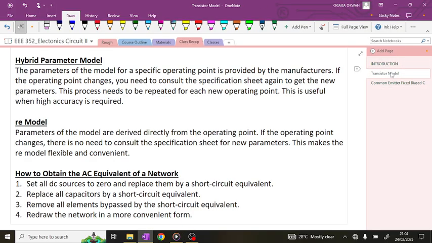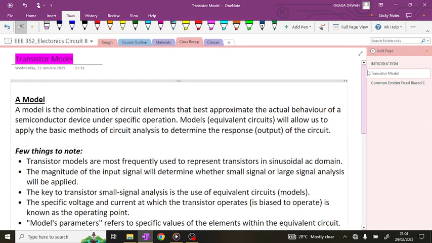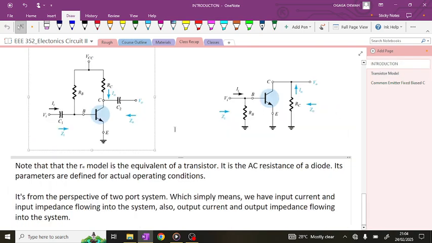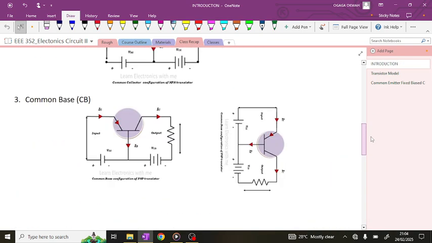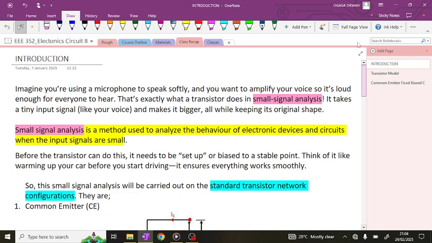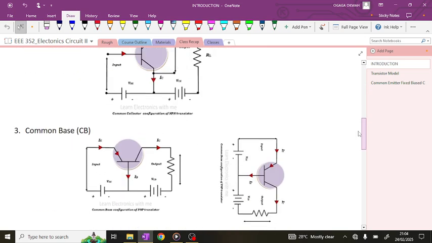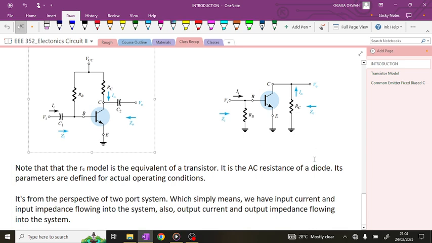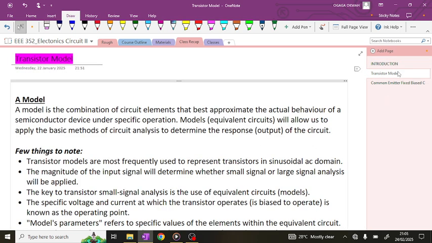So in this video we are going to talk about this transistor model. We really need this. In my last video we talked about the introduction to small signal analysis, AC analysis. So in this video we are going to talk about the transistor model, because in terms of small signal analysis we need this model. Why do we need it?